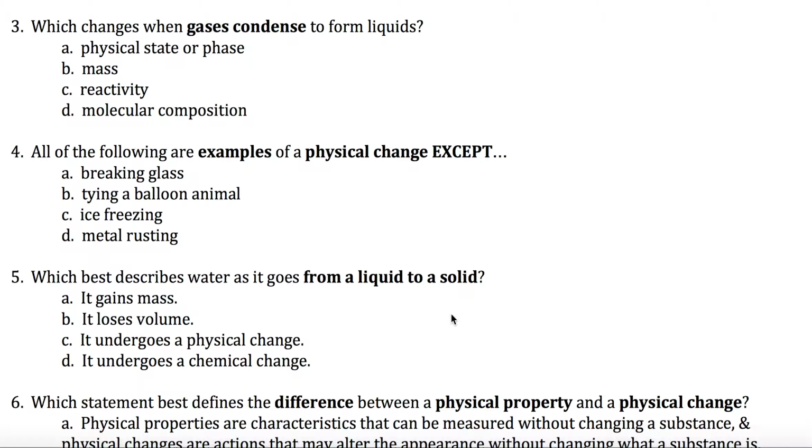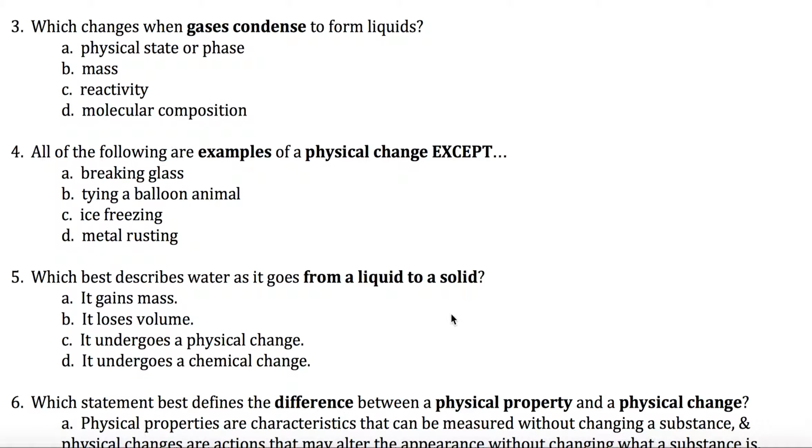Question 3. Which changes when gases condense to form liquids? A. Physical state or phase. B. Mass. C. Reactivity. D. Molecular composition. Question 4. All of the following are examples of a physical change except A. Breaking glass, B. Tying a balloon animal, C. Ice freezing, D. Metal rusting.